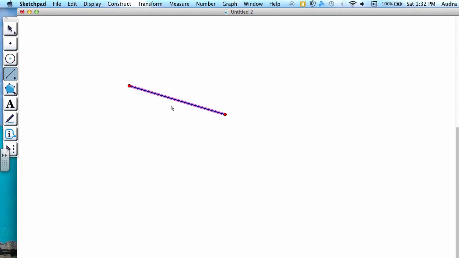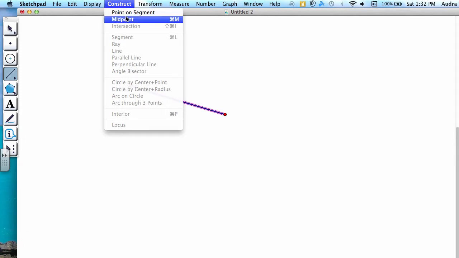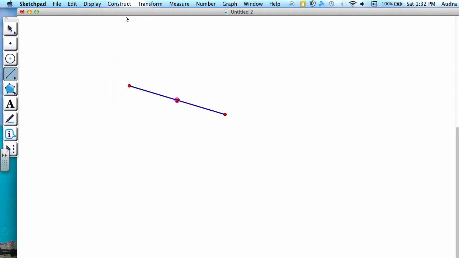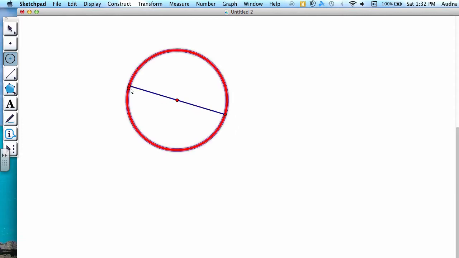With the segment highlighted, notice it is highlighted right now, we're going to go to Construct, Midpoint. It's also Control M or Command M depending on whether you have a PC or a Mac respectively. Next, we're going to select the circle tool, which is the third button down, and we're going to start our circle at our midpoint, and extend it to one of our endpoints. You could have selected either side and you still would have gotten the same circle.